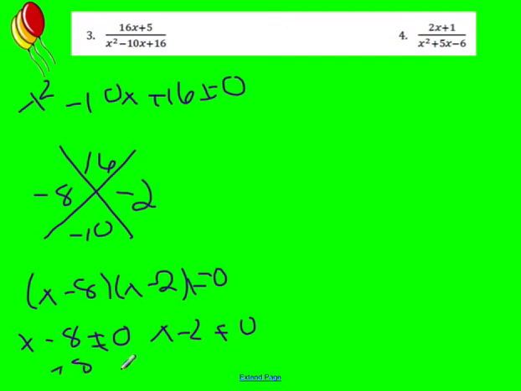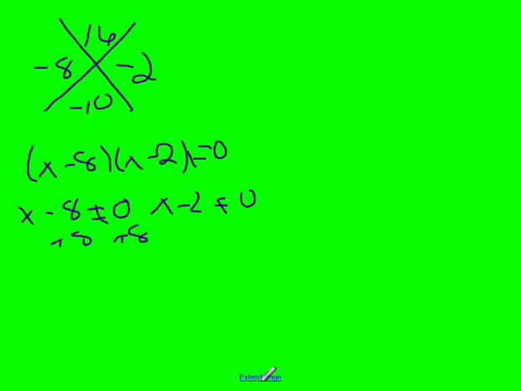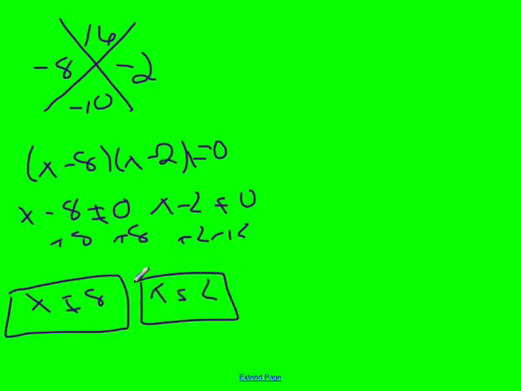And then once I add 8 to both sides, I end up getting that x cannot be 8. Here, add 2 to both sides, and I get that x cannot be 2. So x is not equal to 8, and x is not equal to 2.